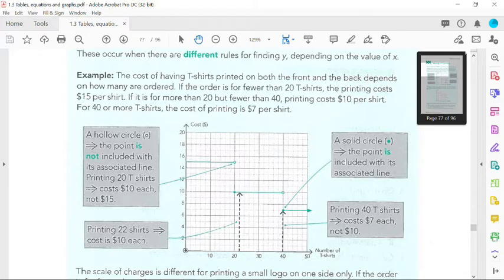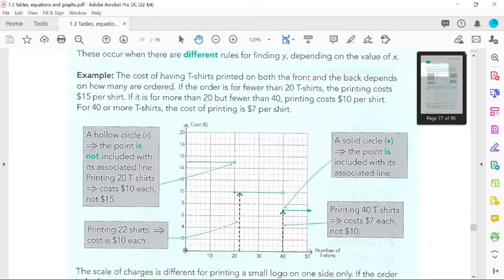It says the cost of having T-shirts printed on both front and back depends on how many you order. The more you order, the better deal they give you. If the order is for fewer than 20 T-shirts, the printing cost is $15 per shirt. Fewer than 20, $15. Very straightforward, yeah? It's a constant value. If it's more than 20 but fewer than 40, the printing costs $10 a shirt. And for 40 or more T-shirts, the cost of printing is $7 per shirt. So let's look at each one of those values and see what they've done on the graph.